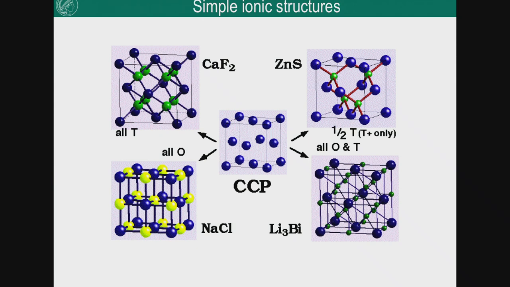If you have a cubic close-packed lattice, along the 1-1-1 direction, if you fill all the tetrahedral voids, you end up with the calcium fluoride structure. If you fill half of the tetrahedral sites, you have mercury telluride, which is also filled like a tetrahedral. And if I fill all the octahedral sites, we have the sodium chloride lattice. And if we fill all the tetrahedral and all the octahedral sites, we have the so-called Li3Bi. So you see, in most cases, the cations are in the voids.